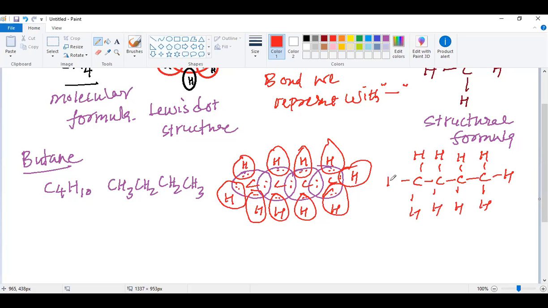Can you tell me what these four different ways to represent the molecule are? What do we call it? Any one of you? Hello, dear students. Yes, sir. What do we call it? Molecular formula. It is your molecular formula, definitely.